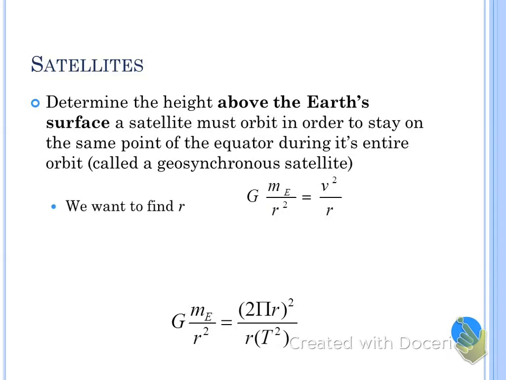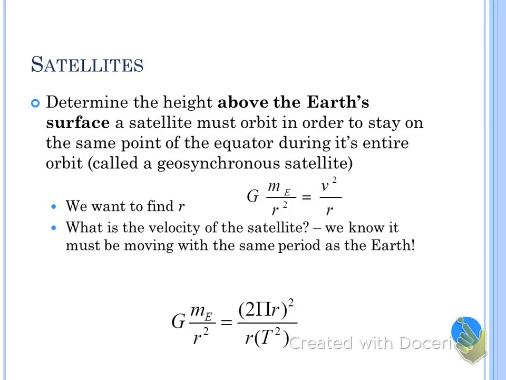So here's our equation for satellites, and our overall goal is to find the radius because we want to find the height above the Earth's surface. So essentially here we want to find r. Are we really given anything else in our information? No, they don't tell us anything else. We do know the gravitational constant. We do know the mass of the Earth. We're solving for r, but we don't know the velocity of the satellite, which means we can't use this version of our equation. We have to use this version.